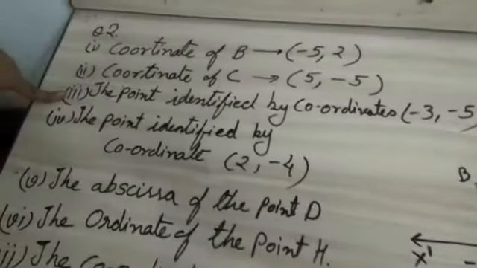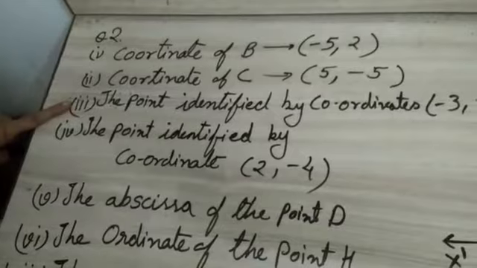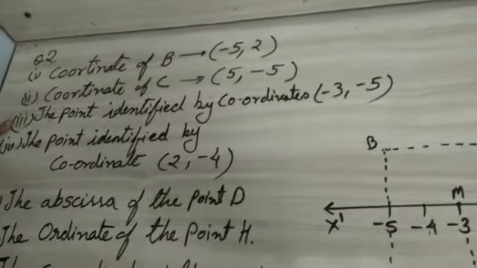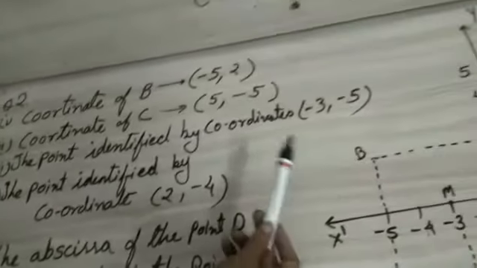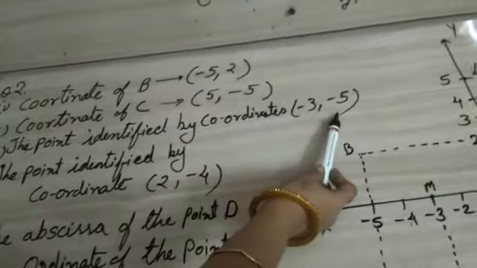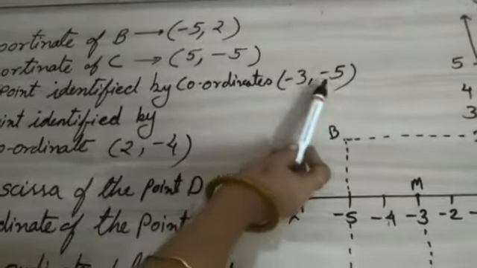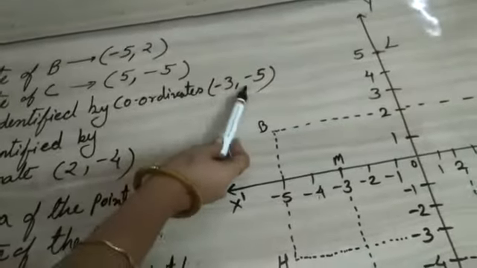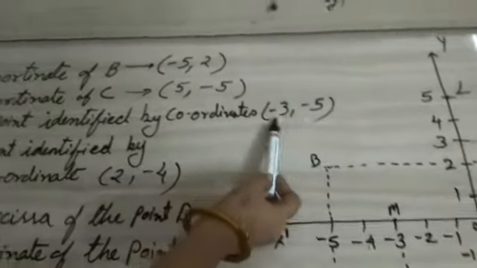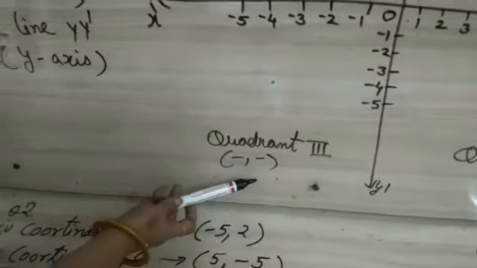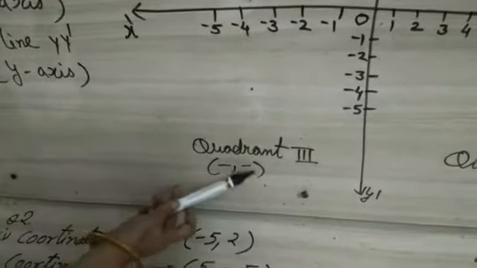Okay. Now in the third portion they are asking for the point identified by the coordinate. What coordinate have they given? They have given the coordinate minus 3 comma minus 5. Now both are in minus. That means, if we have learned the notes properly, both are in minus, so the point should be in which quadrant? It should be in the third quadrant, because both are in minus.